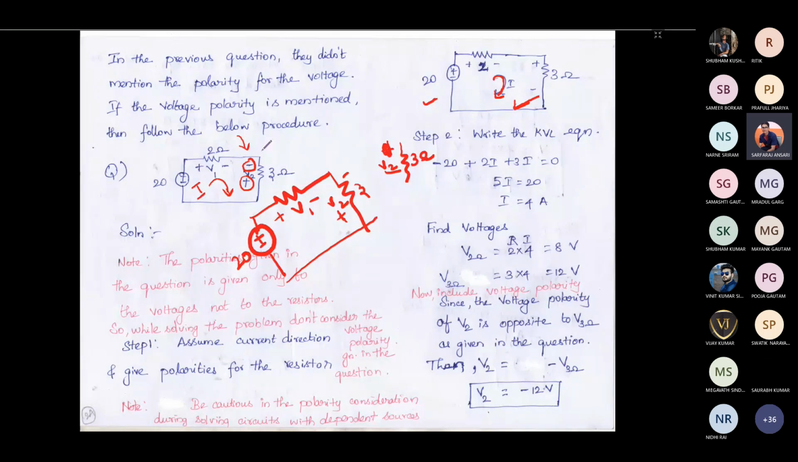Here I have found the voltage across this 3 ohm resistor. Actually, I have found the voltage for the 3 ohm resistor like this. Okay, this is V2 I have found. But in the problem, they have asked us to find the voltage in this fashion. So for that, if I have assumed like this, then whatever voltage I have found will be opposite to it.